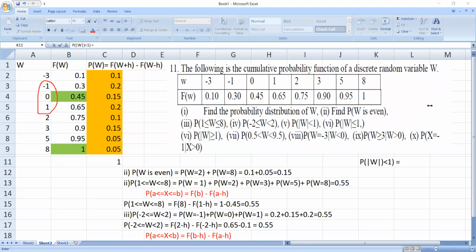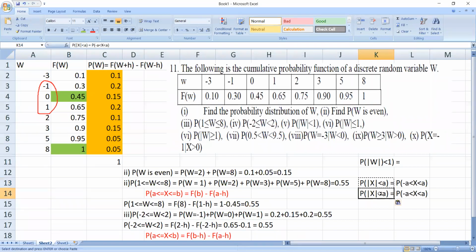Sir, P of minus 1 less than W less than 1. So you have to know the definition. The mod x, when you remove mod, it takes both negative and positive. So when I say mod of x less than a, that will be probability from minus a to a, so minus a less than x less than a. If there is equality observed there, then equality will be taken on either side. So if you're talking about mod x less than or equal to a, that will be minus a less than or equal to x less than or equal to a.